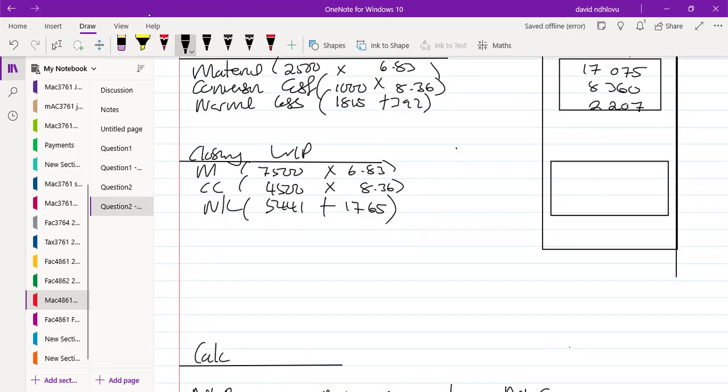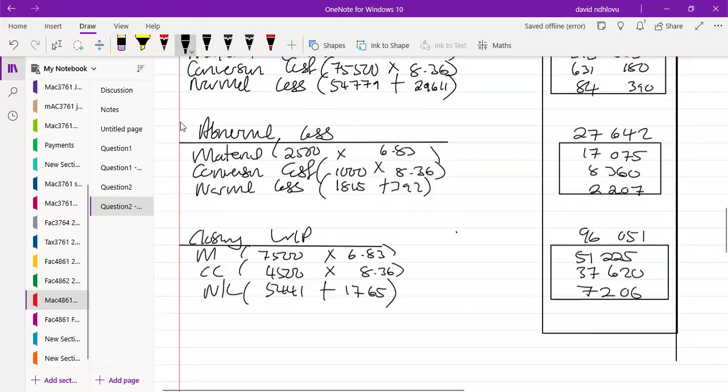7,500 multiplied by 6.83 will give you 51,225. 4,500 multiplied by 8.36 will give you 37,620. 5,441 plus 1,765 will give you 7,206. Then you add together, and you are going to get a total of 96,051. Then you add the totals together.